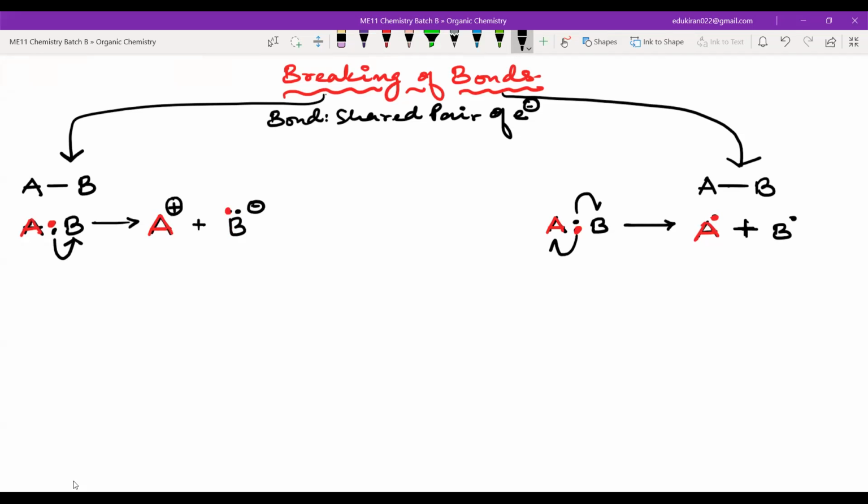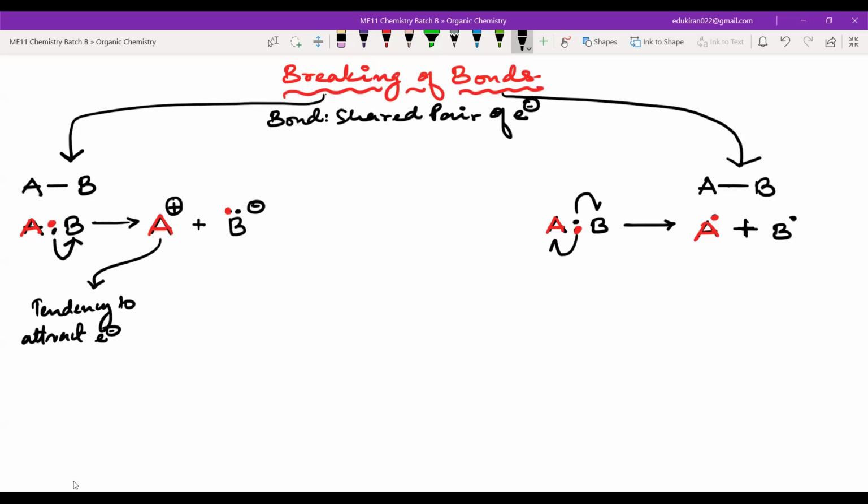Now, this A here is not in a stable state, right? We will say that it needs some electron, because it is positively charged. What will it do with an electron? It will attract an electron. So A has a tendency to attract electron. And what about B negative?